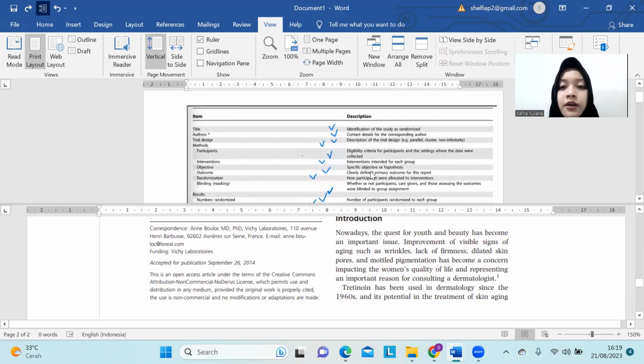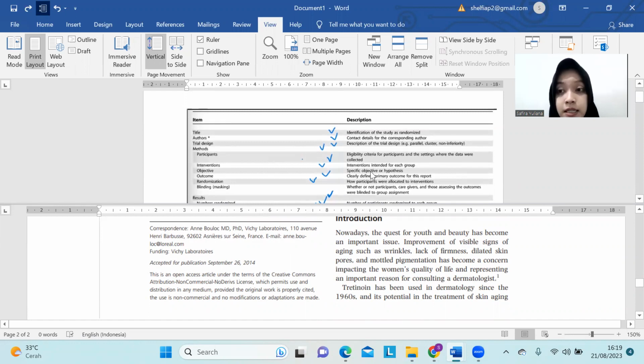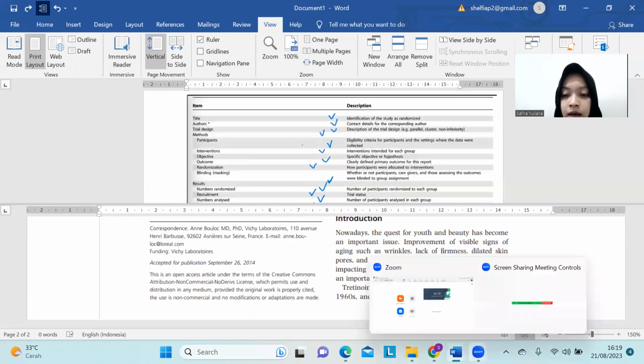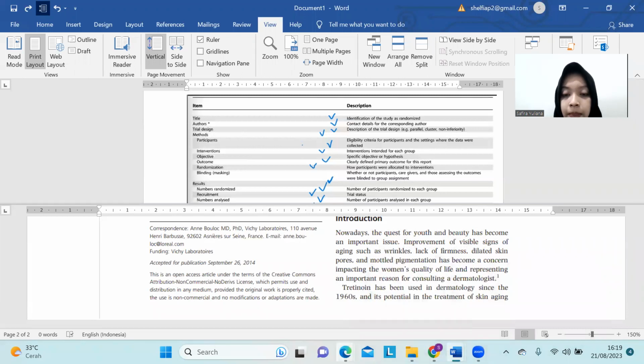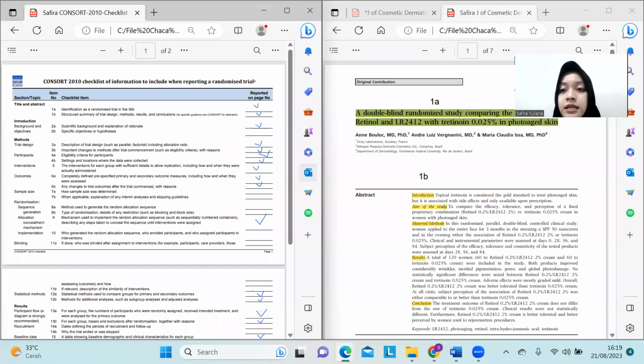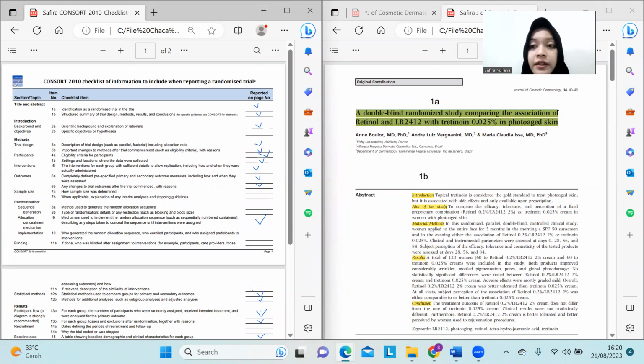Okay, I think that is enough for the CONSORT checklist for the abstract, and let's move to the CONSORT checklist for the full text. And as you can see, there is a little difference between the abstract and the full text checklist.